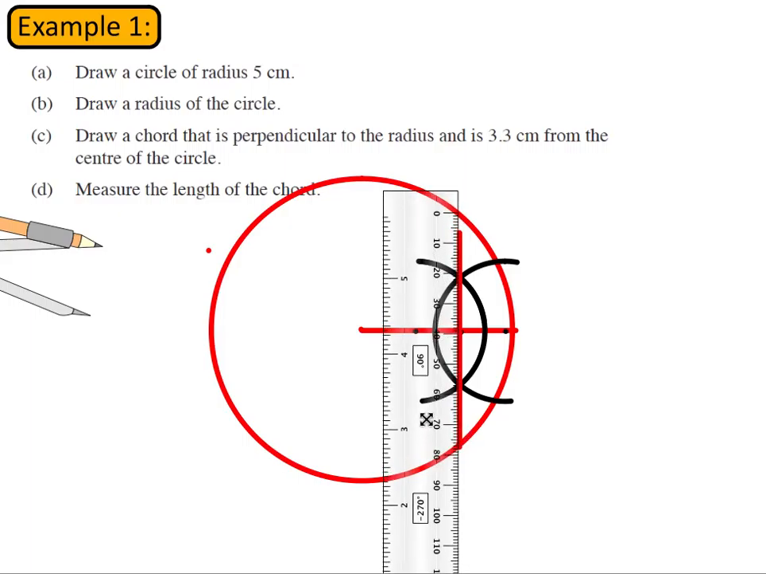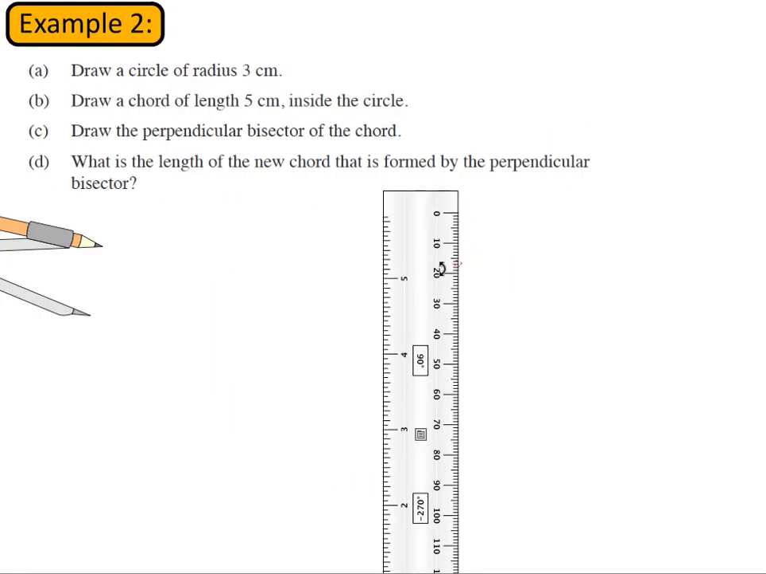There we go. Let's move that up a little bit. Okay. Now then, what's the length of the chord? Well, from there we can see that it's about 7.8 centimeters. Okay, now then, on to the next example.